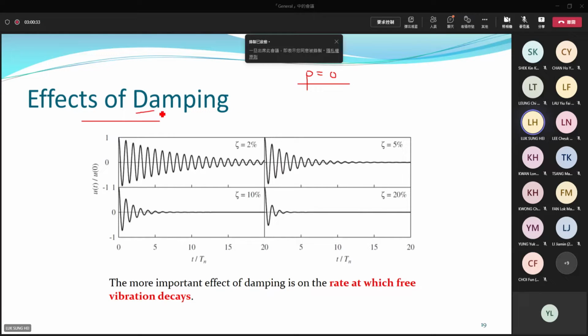For a system with damping, we have 3 scenarios: overdamped, critically damped, and underdamped. We normally consider the underdamped scenario, with damping ratio less than 1. And then you know the solution. I just show you the solution. You can use it directly.